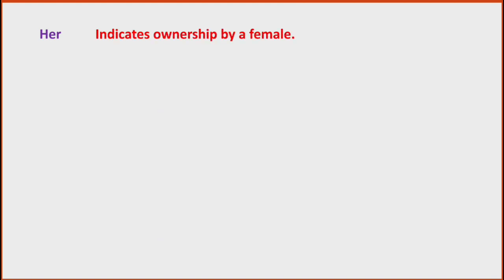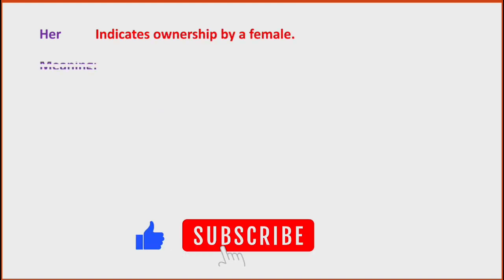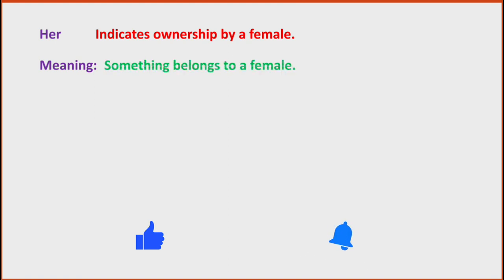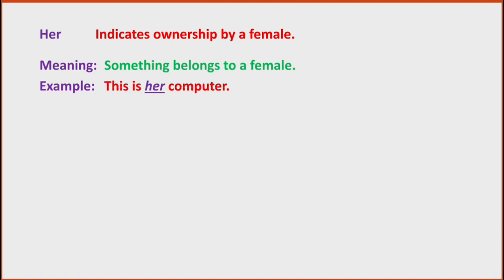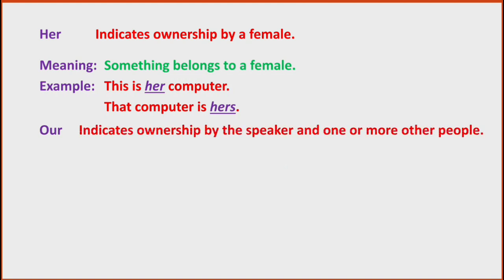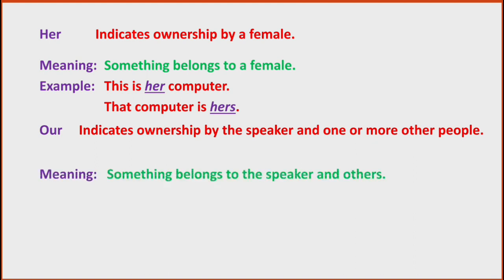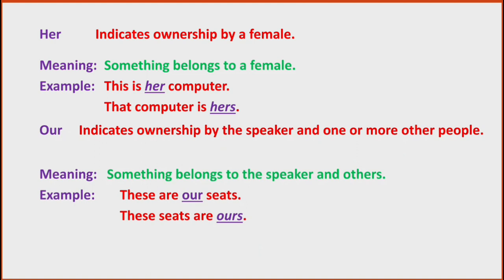Her indicates ownership by a female, meaning something belongs to a female. Example, this is her computer. That computer is hers. Or you can say, this computer is hers. Our indicates ownership by the speaker and one or more other people, meaning something belongs to the speaker and others. Example, these are our seats. These seats are ours.